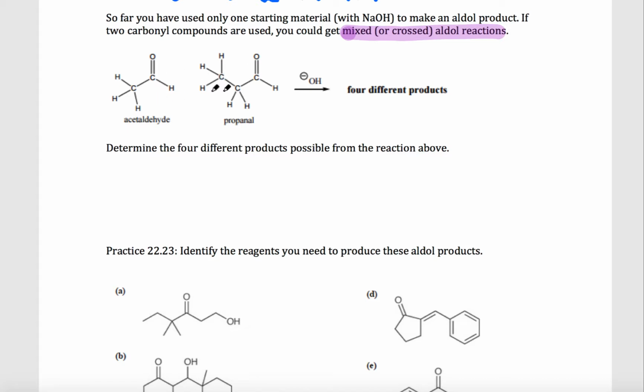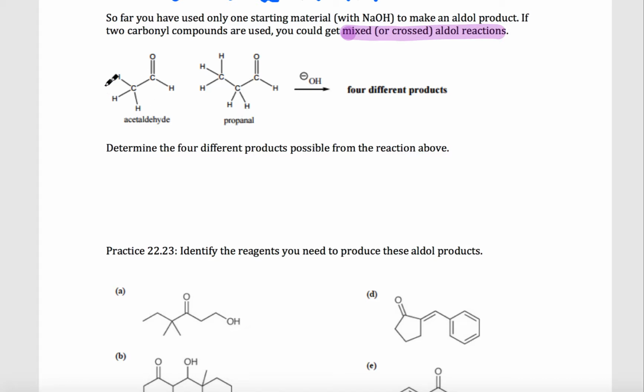Well, don't they just react one here and one there? Yes, but they can also react with themselves. So acetaldehyde could react with itself, propanal could react with itself, and then acetaldehyde could be the nucleophile attacking propanal, or propanal could be the nucleophile attacking acetaldehyde. So you have all these different possibilities. So let's work through those.